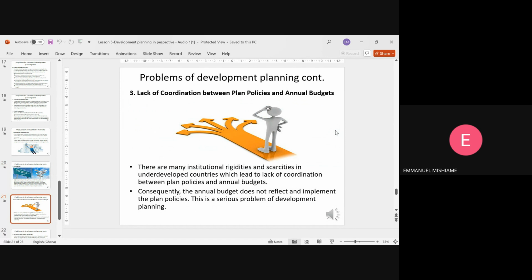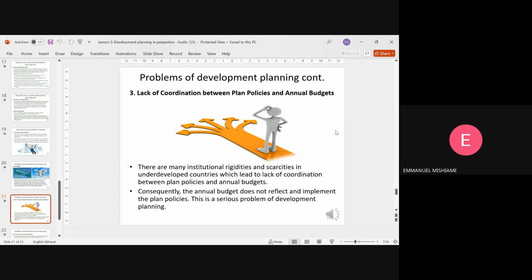Next, you have the lack of coordination between plan policies and annual budgets. So there's always some sort of contrast or a gap between the policies that we have and the annual budgets that we have. You realize that you have so many nice things on paper, but then you don't have the money to do it. What will happen if you don't have the money? You can't say you will not do it because you have promised the people you are going to do it. So what will you do?